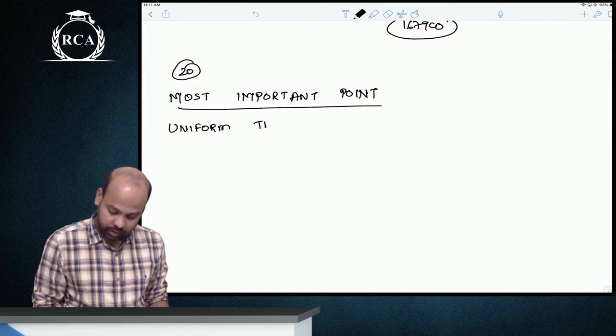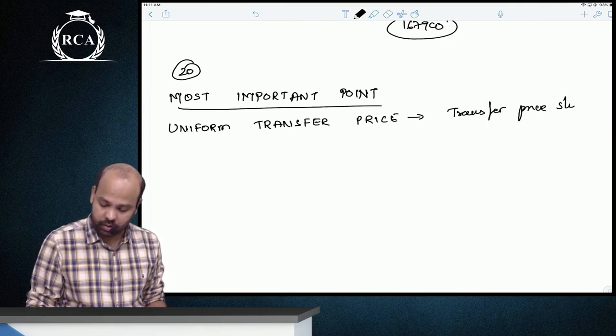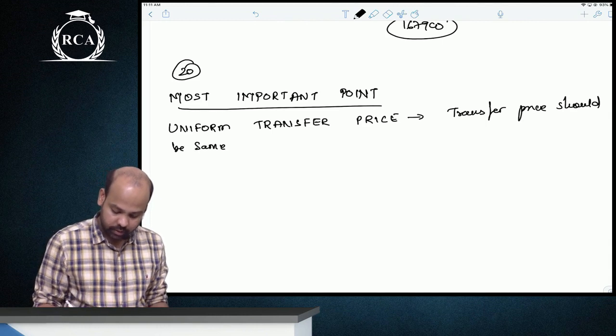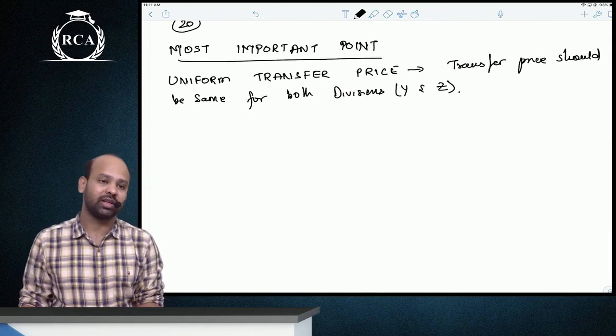Uniform transfer price. The transfer price should be same for both the divisions. Transfer price should be same for both divisions, Y and Z. The transfer price should remain same, beta, for both the divisions, Y and Z.